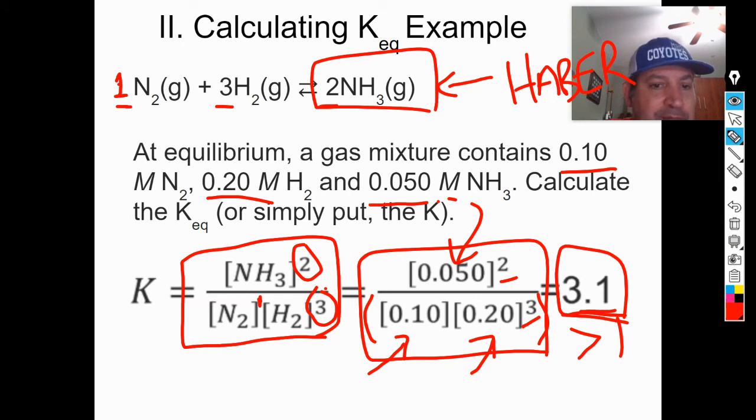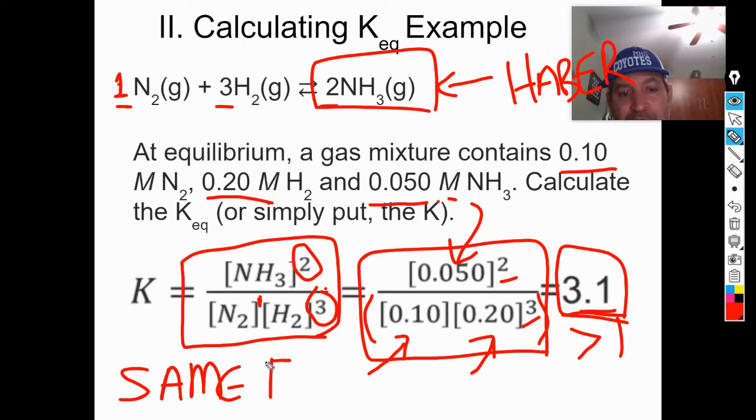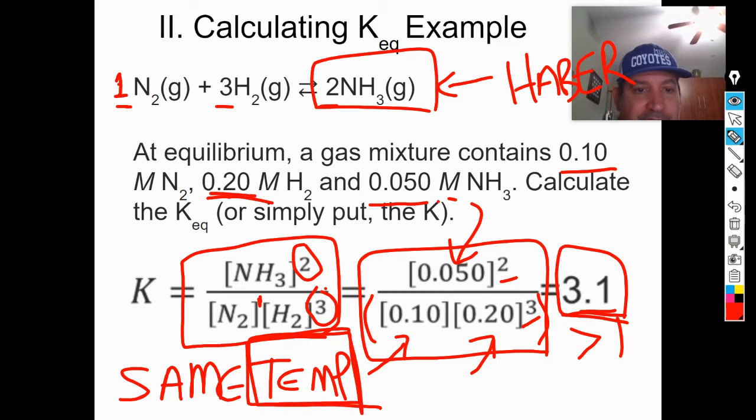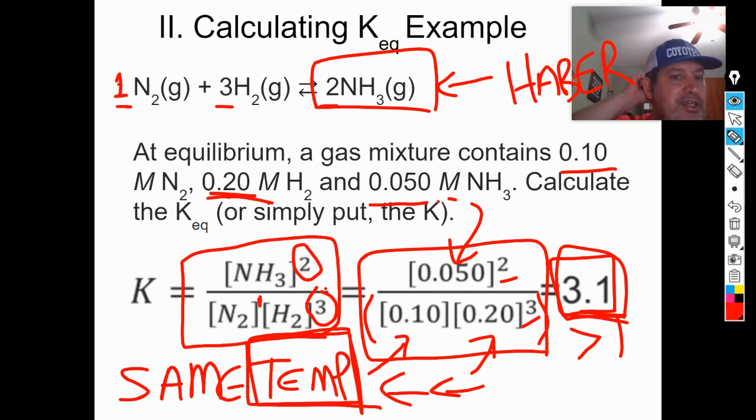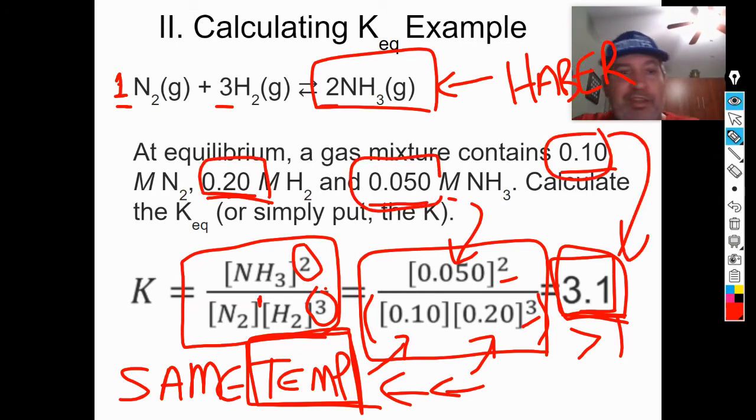But the K constant can be used with other values. So once you have a K constant, if you're at the same temp, you can use that K constant for any experiment because the only thing affecting K is temperature. So if these values were all different, I could still plug them in and I still should get 3.1 as long as I'm at the same temperature. Okay. Can't stress that enough. The K will not change unless you change the temperature. So all the values that you see would adjust to match up with that K value.